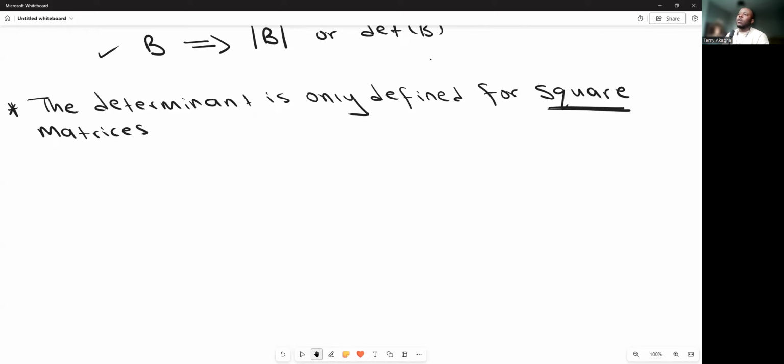Okay, so for instance, if you have a 2 by 2 matrix, you can find the determinant. But if you, for instance, have a 2 by 5 matrix, which is a rectangular matrix but not a square matrix, you cannot find a determinant for that. Is that okay? So we only use this when we're talking about square matrices, okay?